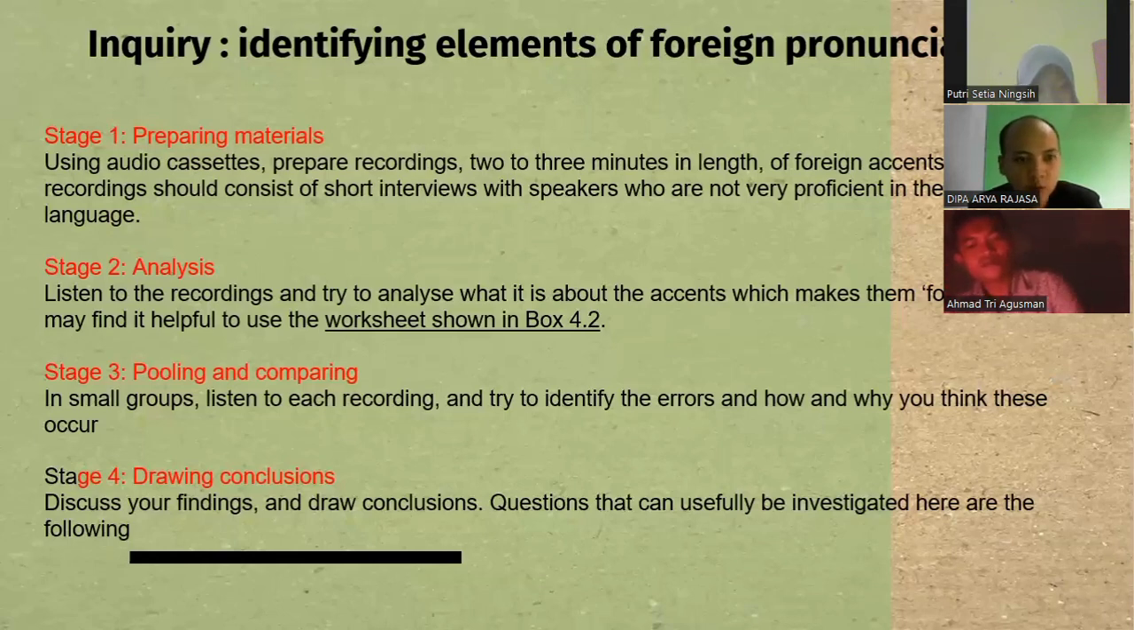The next stage is pooling and comparing. In small groups, listen to each recording and try to identify the errors and how and why you think this occurred. The last stage is drawing conclusions. Discuss your findings and draw conclusions. Questions that can usefully be investigated here are the following.